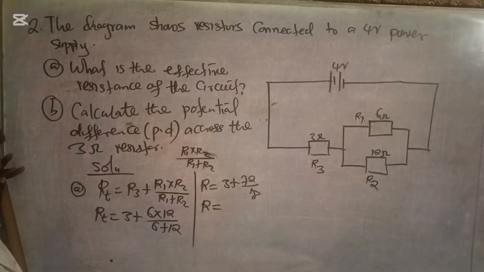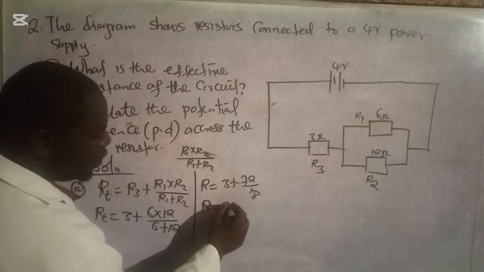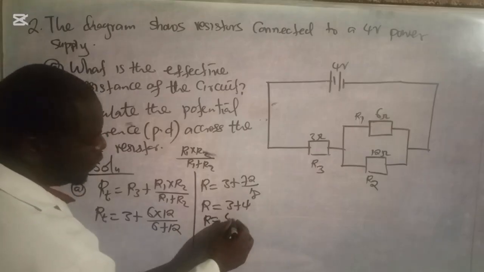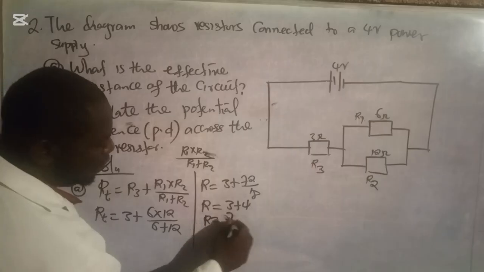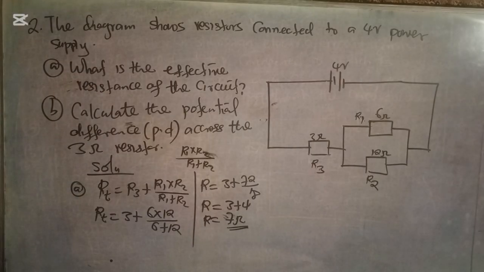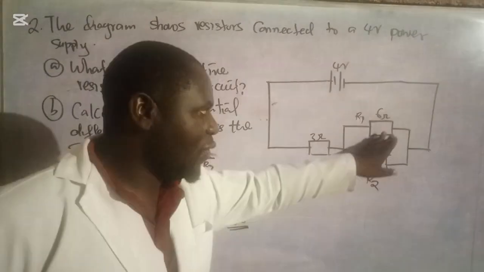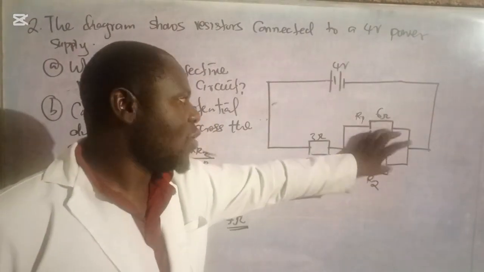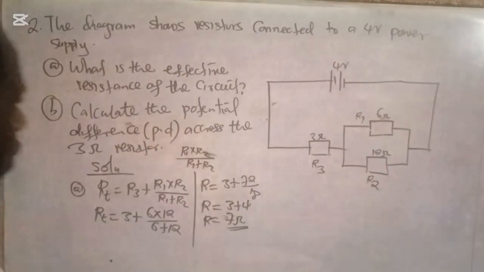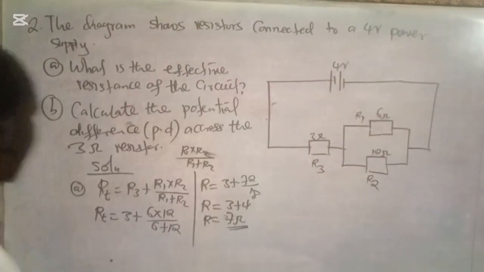72 divided by 18 is 4. So 3 plus 4, so total resistor here is 7 ohms. This will be our effective or total resistor. So our total resistor in the circuit is 7 ohms. If you want, you can find for this one first, then add this one, there's no problem. Clear? Good. So I will go to question number B.